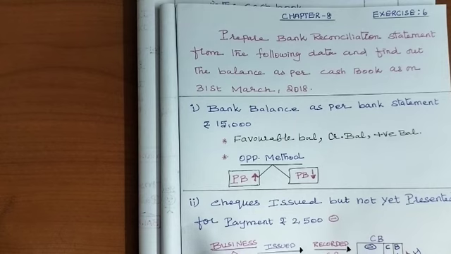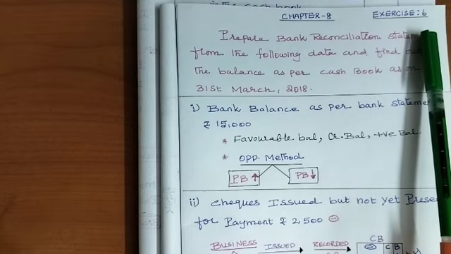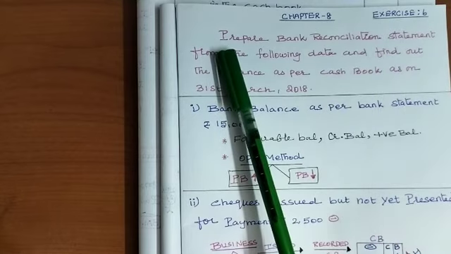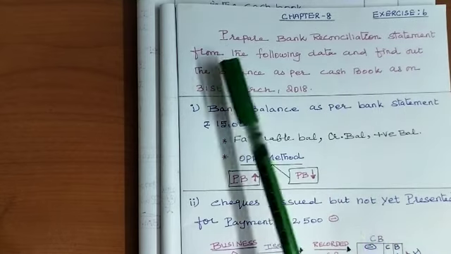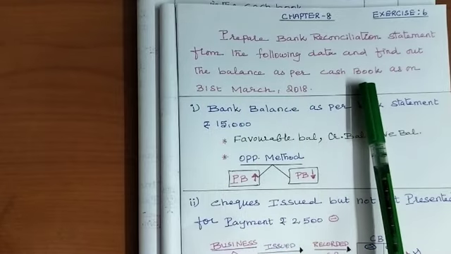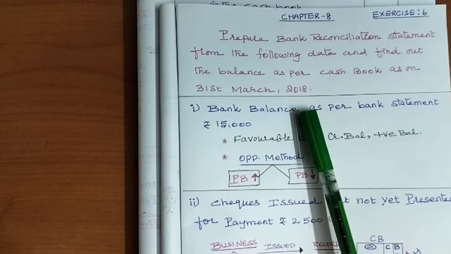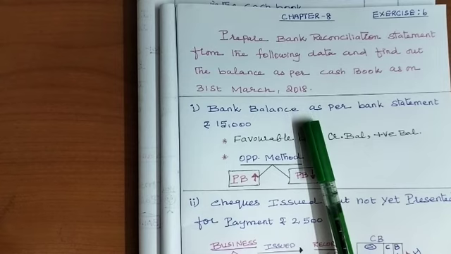In this video, we are going to learn about 11th Standard Accountancy, Chapter 8, Exercise Sum number 6, Bank Reconciliation Statement. Prepare bank reconciliation statement from the following data and find out the balance as per the cash book as on 31st March 2018.